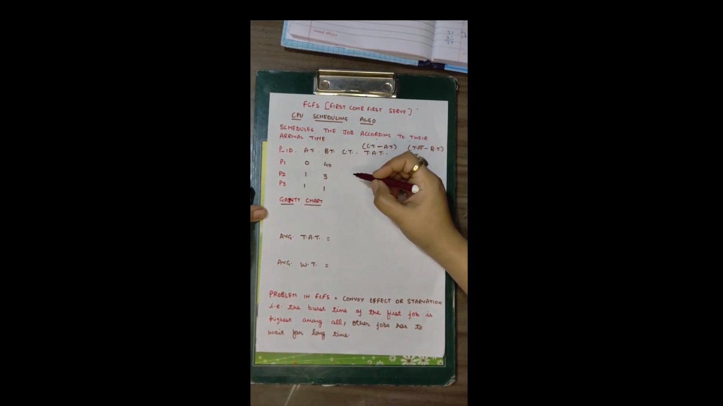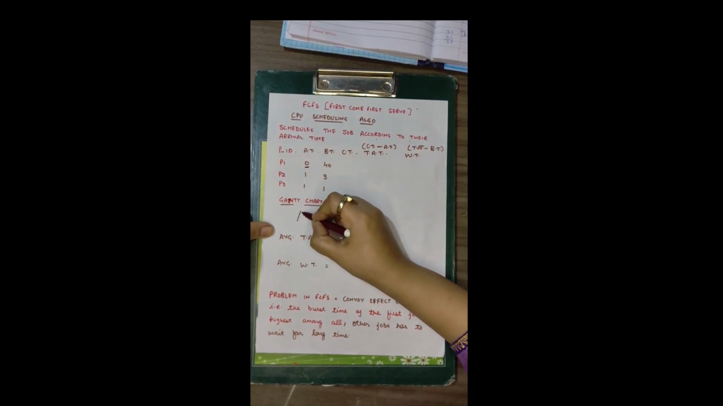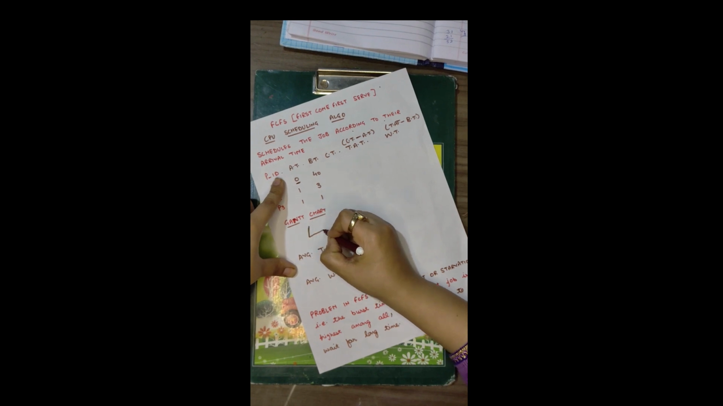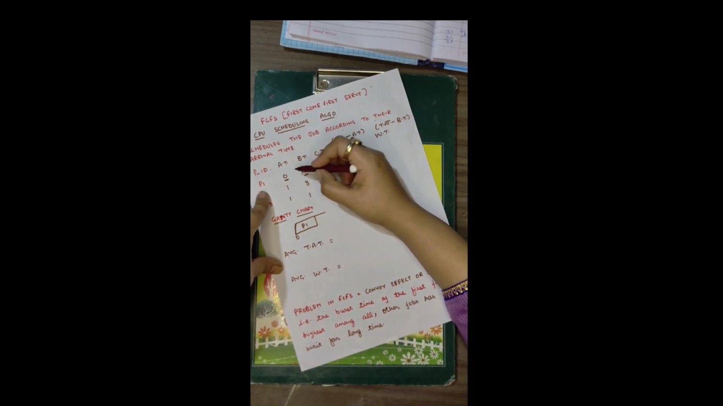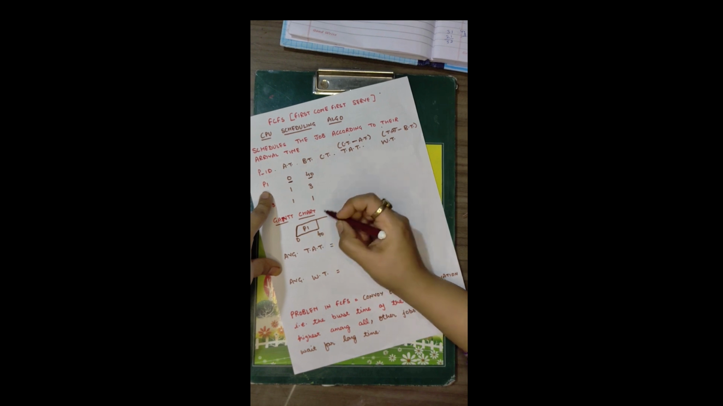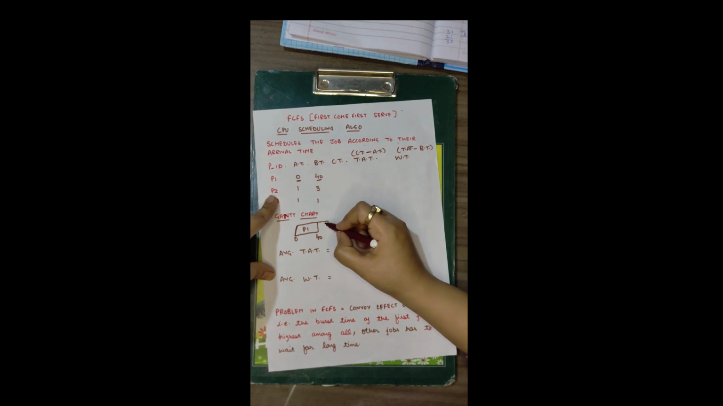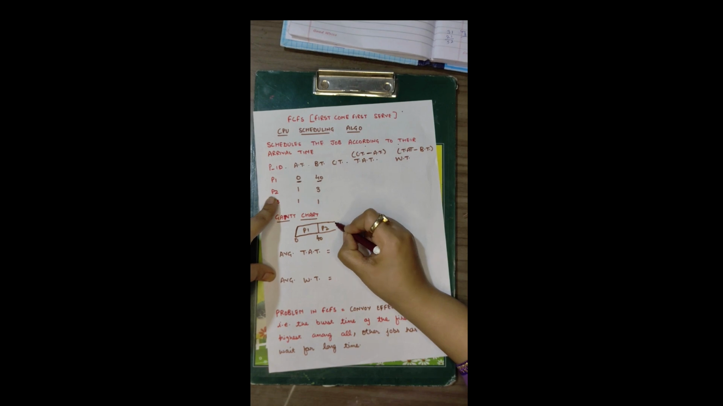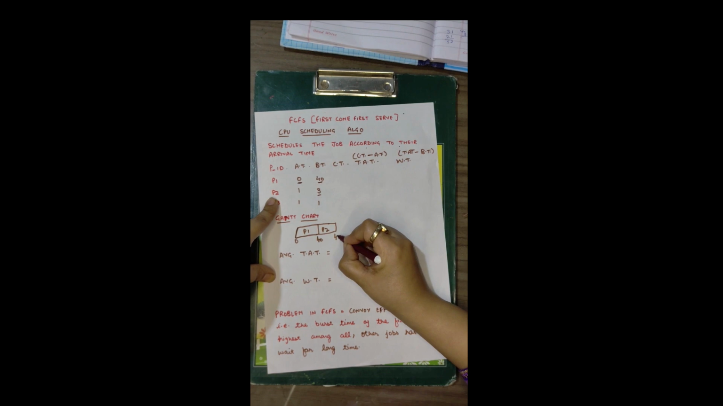Process P1 arrives in the system at time interval 0. So process P1 will be allocated with the processor at time interval 0. The burst time of P1 is 40. Next process P2 will be allocated with the processor at time interval 40. So P2 will be allocated with the processor at time interval 40 for the next 3 seconds and the completion time of P2 will be 43.